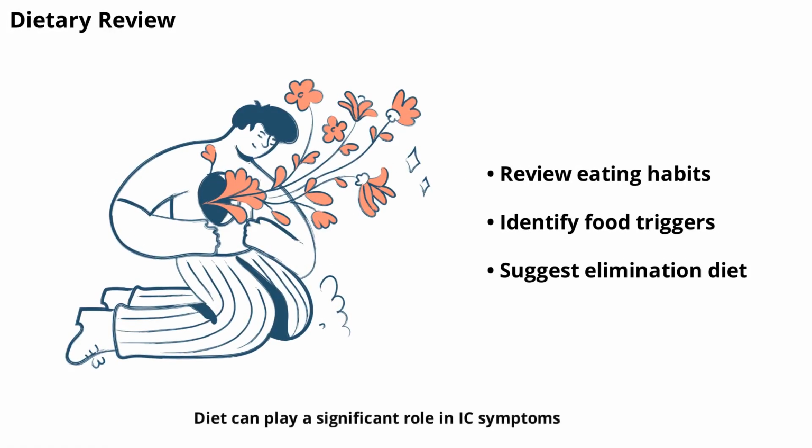Diet can play a significant role in IC symptoms. The doctor may review your eating habits and suggest an elimination diet to identify foods that trigger flares. Common culprits include caffeine, spicy foods, and artificial sweeteners. Understanding dietary triggers can help manage symptoms and improve quality of life.